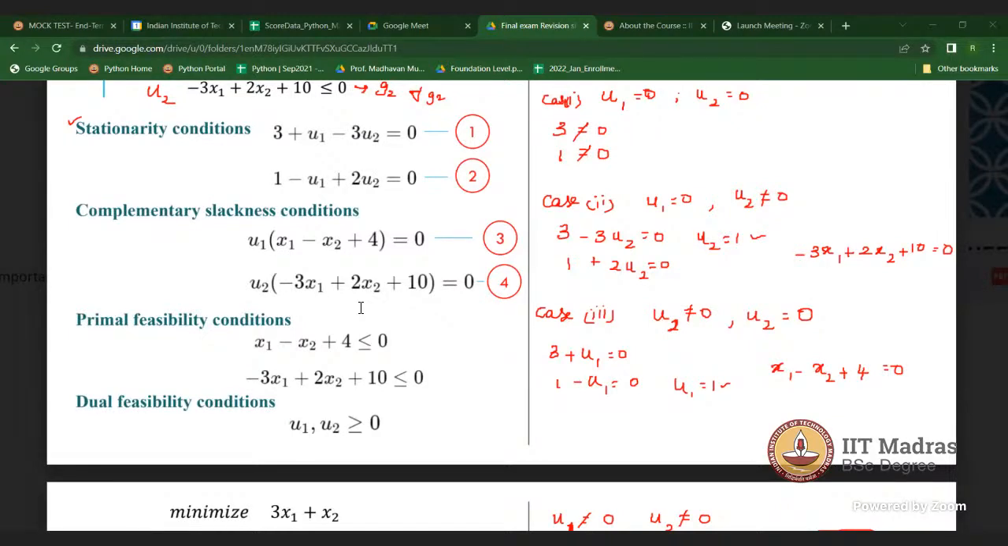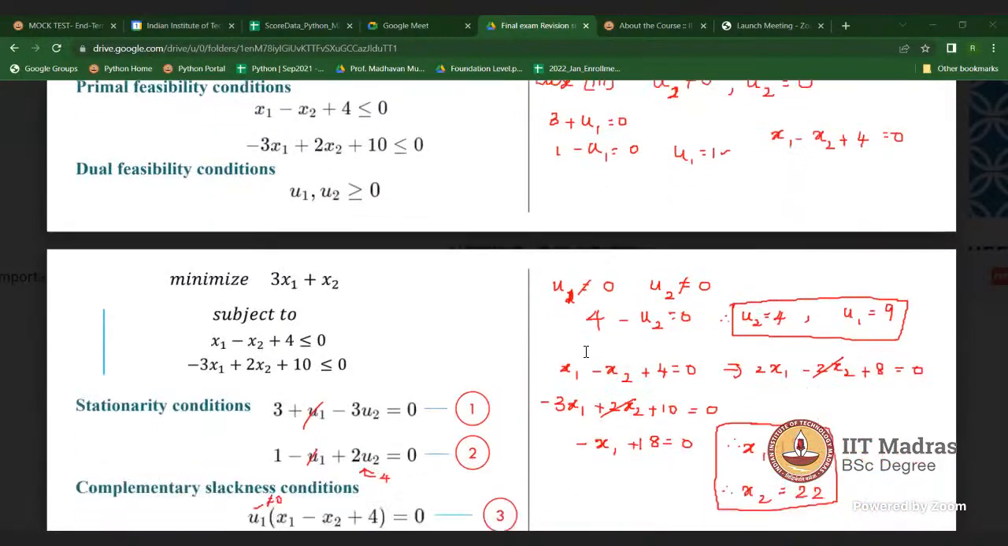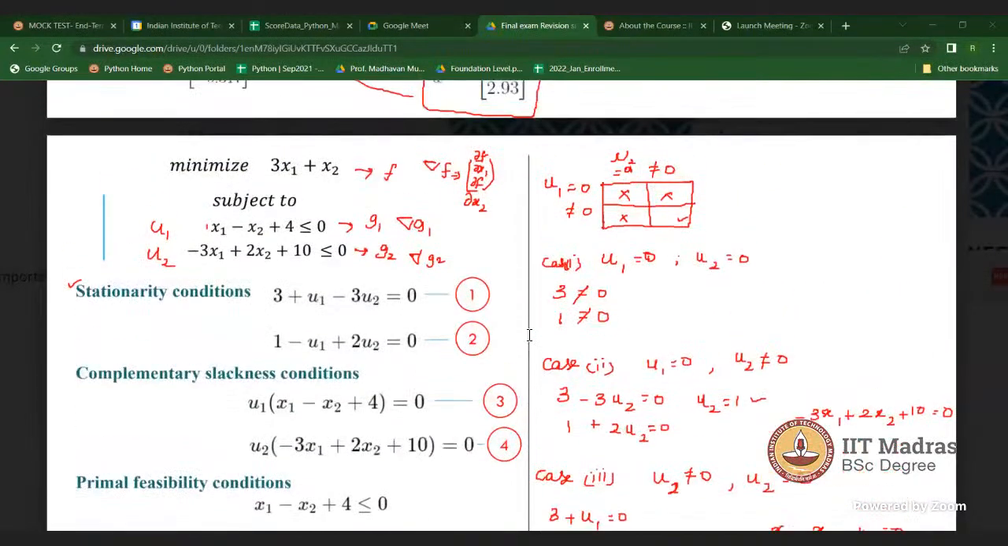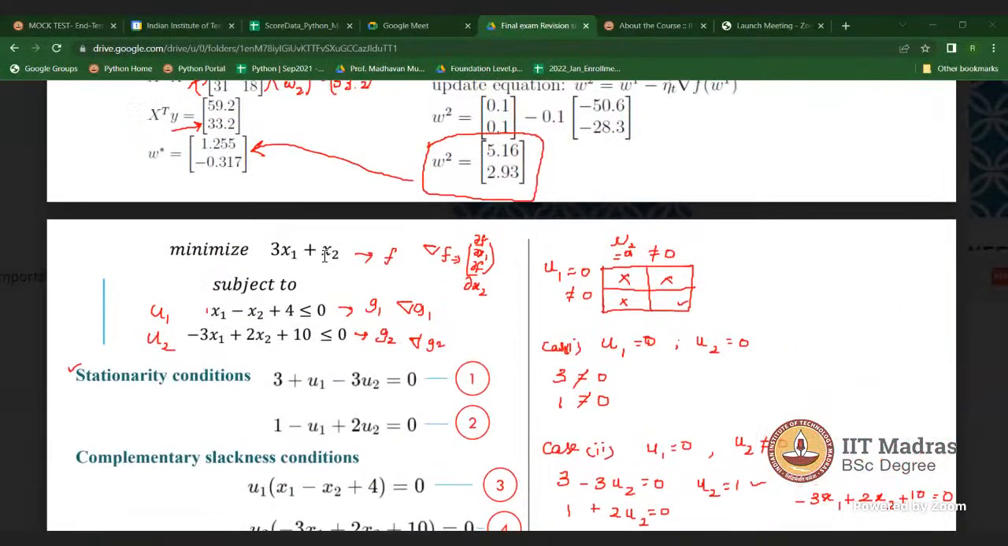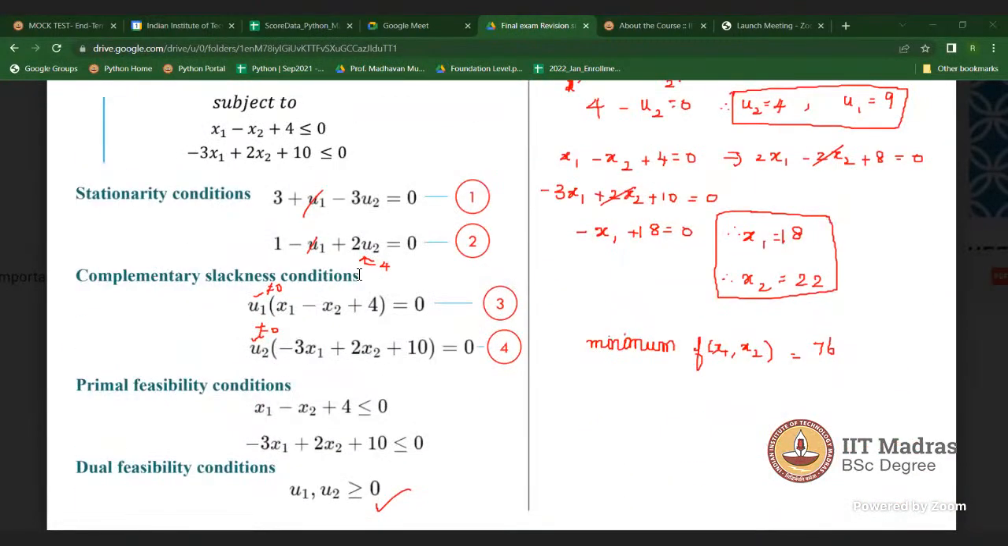So what we have is this complementary slackness, and by solving these two we can get x1 and x2, which gives us x1 equals 18 and x2 equals 22. By substituting x1 equals 18 and x2 equals 22, we'll get the minimum possible value of 3x1 plus x2. Is this clear?